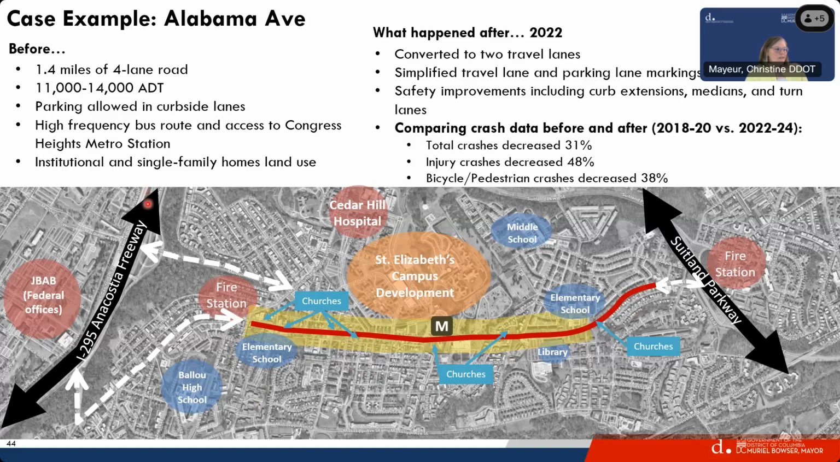This area serves as a kind of regional cut through from 295 to Suitland and back for people to get through, so we do see a lot of commuters coming through this area. It has a metro station similar to South Dakota Avenue, and a lot of development was coming with the St. Elizabeth's campus. Many churches on the corridor, lots of residential houses right on the corridor as well. After we did the road diet, we saw crashes decrease about 31% overall. Injury crashes decreased nearly 50%. Bike and pedestrian crashes decreased nearly 40%.